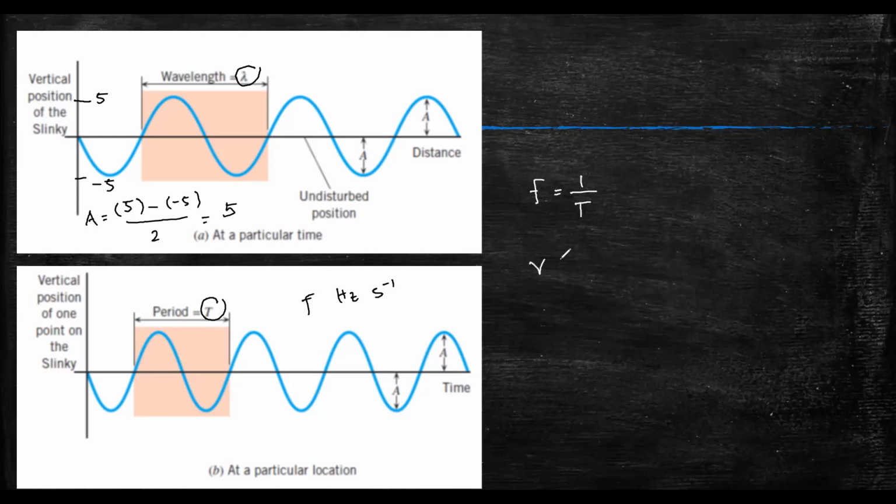And to get the speed of a motion or a wave, we just simply get the wavelength, or the distance traveled, divided by the time it takes for that one cycle. Or simply, the velocity of a wave is equal to frequency times the wavelength.